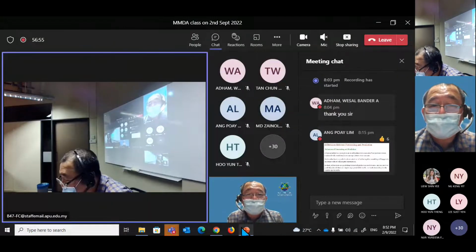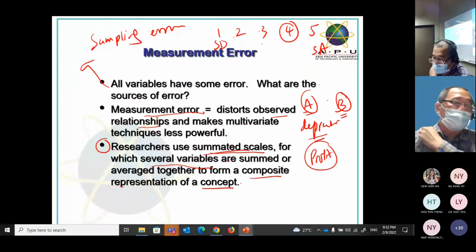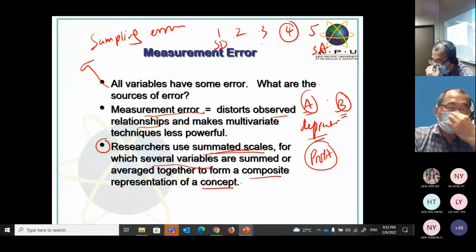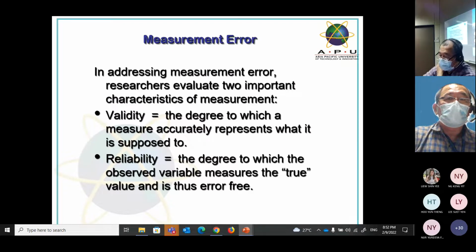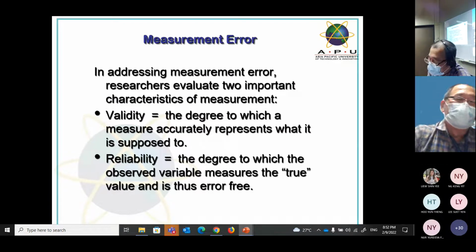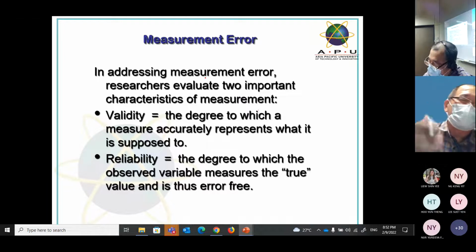Okay, if no problem, now we see next. So now, actually discussed already just now. Before you are too advanced, it's okay, no problem.